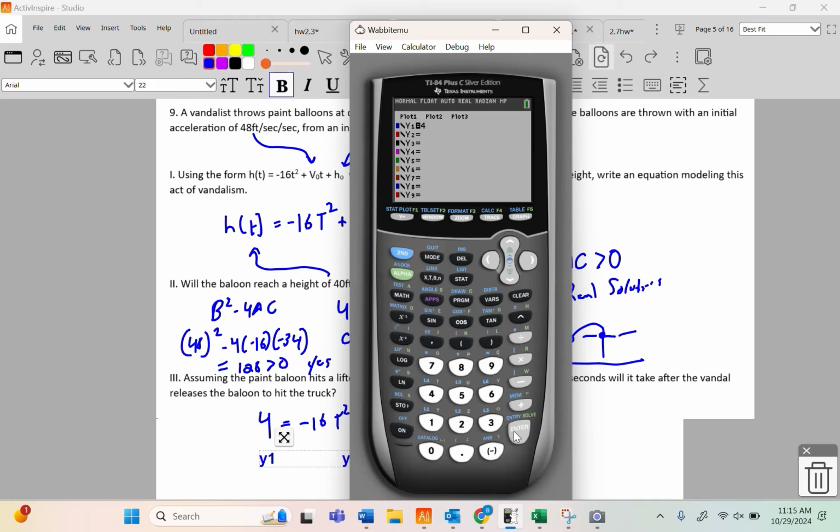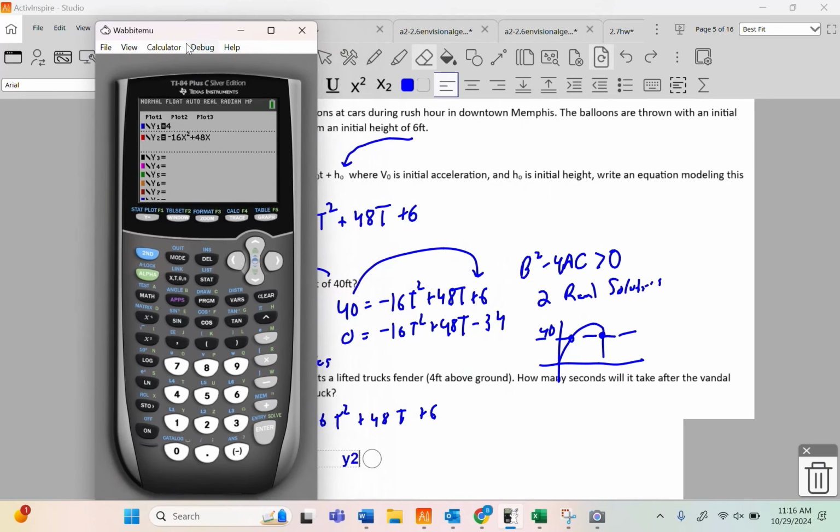We got a 4. We have a negative 16x to the second power. And I believe it was plus 48x because there's no t key. Don't be that kid. I know you exist. You existed every year I've taught. And then we do a zoom 6.